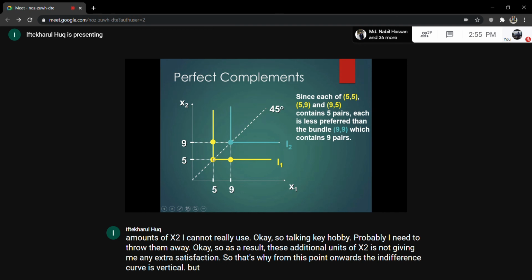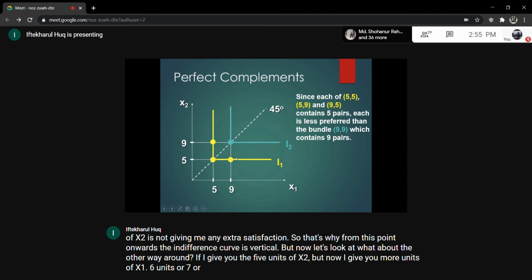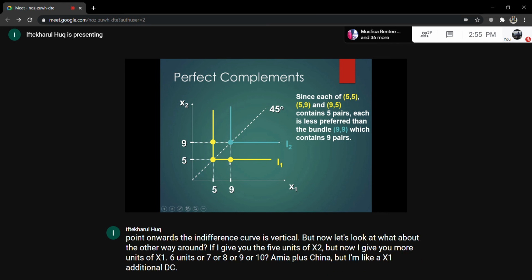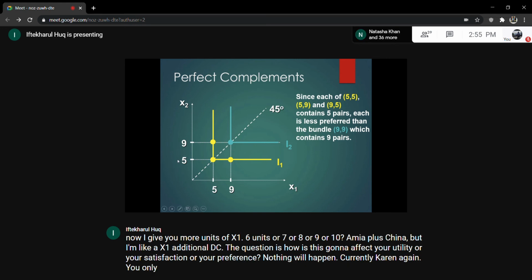But now let's look at what about the other way around. If I give you the 5 units of x2, but now I give you more units of x1, 6 units or 7 or 8 or 9 or 10, আমি আপনাকে x2 বাড়াচ্ছি না, but আমি আপনাকে x1 additional দিচ্ছি. The question is, how is this going to affect your utility or your satisfaction or your preference? Nothing will happen. কারণ কি? কারণ again, you only consume them 5 units of x2 with 5 units of x1.